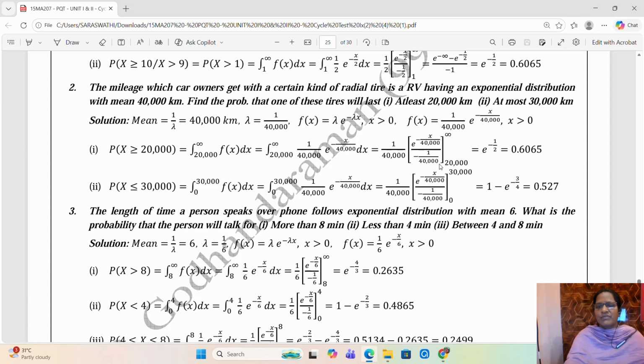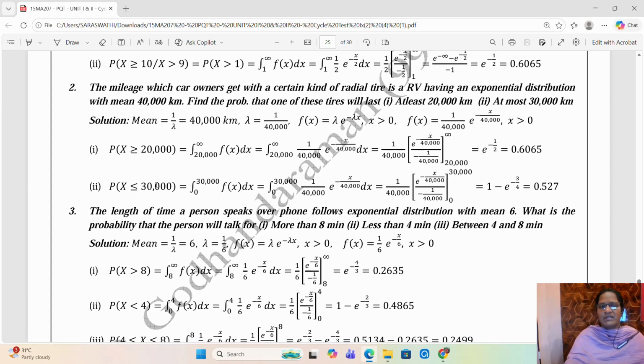So 20,000 by 40,000 is equal to 1 by 2, so minus 1 by 2. Now e power minus infinity is 0, and minus into minus is plus, so plus e power minus 1 by 2. The calculation for e power minus 1 by 2 is equal to 0.6065.